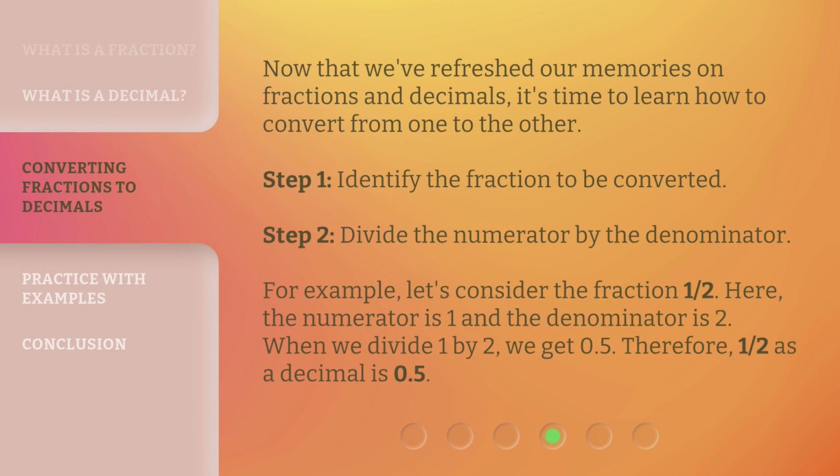Now that we've refreshed our memories on fractions and decimals, it's time to learn how to convert from one to the other. Step 1. Identify the fraction to be converted. Step 2. Divide the numerator by the denominator. For example, let's consider the fraction 1/2. Here, the numerator is 1 and the denominator is 2. When we divide 1 by 2, we get 0.5. Therefore, 1/2 as a decimal is 0.5.